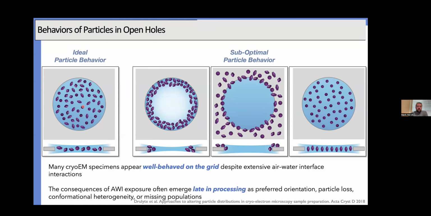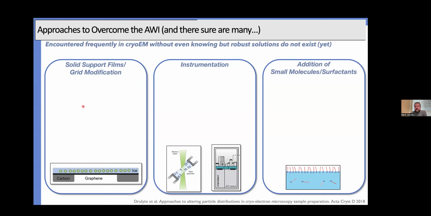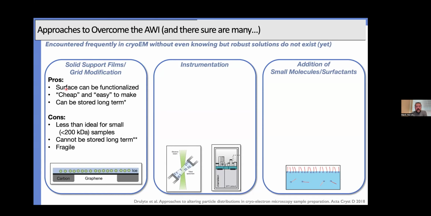And so one of the ways to approach this can basically be binned into three different modalities. First and foremost is solid support films or grid modifications, where basically you can add a surface. And so what you do is you take your grid and you replace the surface with some sort of grid support. This can be graphene, graphene oxide, or even amorphous carbon. And so you replace one air-water interface with an air surface interface. What's great about this is they can be functionalized. You can add different moieties that you can use for affinity capture. You can pegylate. You can do all kinds of different stuff. They're a lot of times cheap and really easy to make, and they can be typically stored long term.